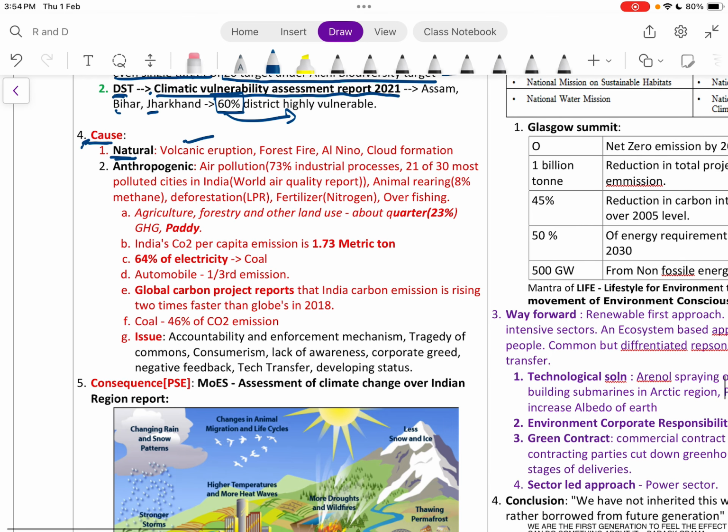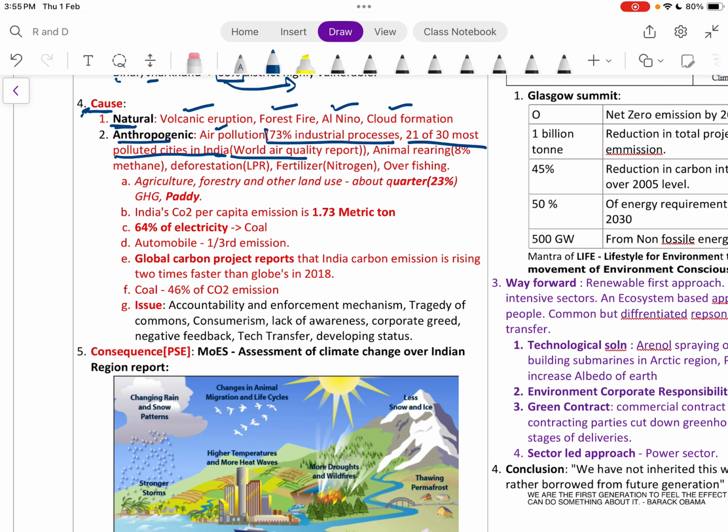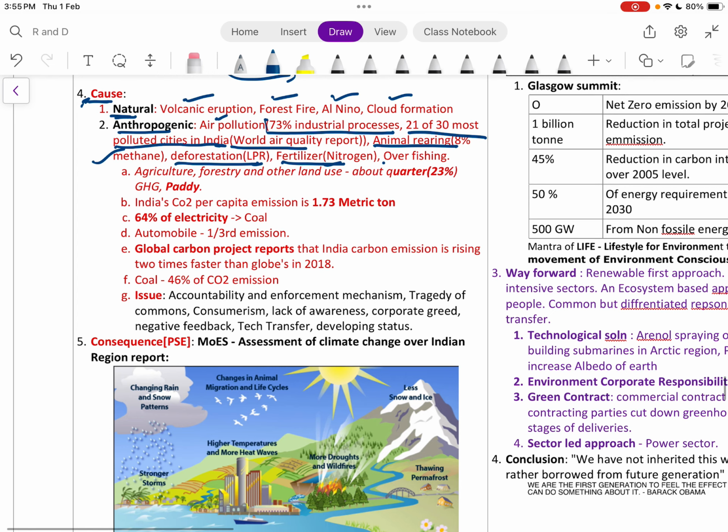We have natural causes: volcanic eruption, forest fire, El Nino, cloud formation. Anthropogenic: air pollution, 73% from industrial processes. 21 of the 30 most polluted cities are in India, according to the World Air Quality Report. Animal rearing causes an 8% increase in methane. Deforestation, which the Living Planet Report says is a big challenge. Fertilizers such as nitrogen cause greenhouse gases. Overfishing.